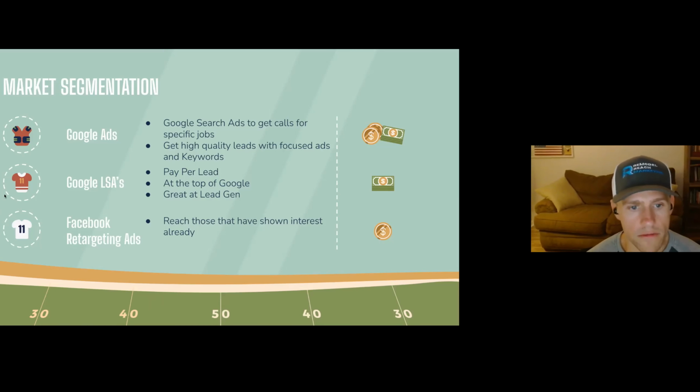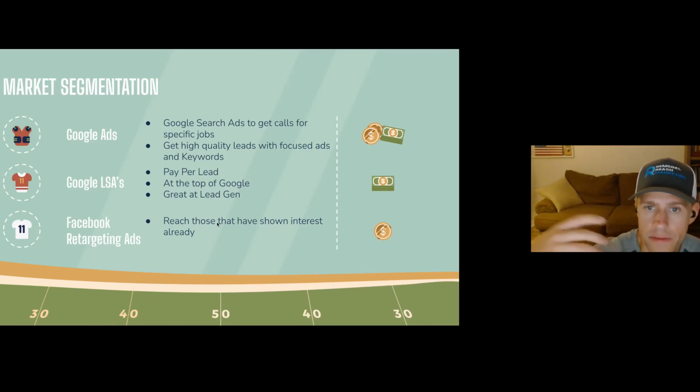Now, lastly, we have Facebook retargeting ads. Facebook retargeting ads are designed to reach people who have shown interest in your company already. So either they've clicked on your Google ads, they've clicked on your website before, or they follow you on Facebook. It's people who have come to your website and shown interest in your company. We're showing up in front of them again to make sure that we stay at the top of their mind.